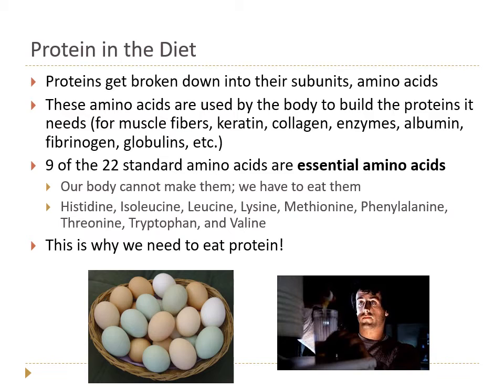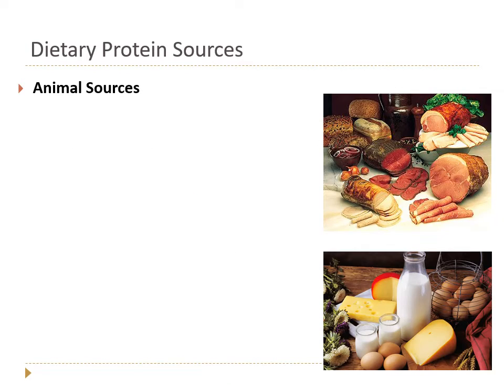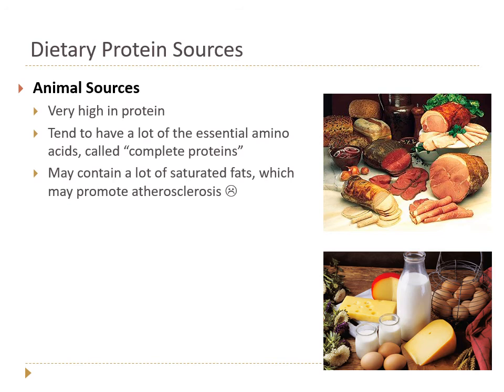All right, so protein in the diet. We need to eat protein because we need those 9 essential amino acids. What are our dietary sources? Well, we have a lot of different animal sources because animals, ourselves included, right? A lot of our structural components of our cells are made out of protein. So if you're eating parts of an animal, you are getting lots of proteins. So in general, animal foods, right, meats, dairy, eggs tend to be very high in protein. They also tend to have a lot of the essential amino acids.